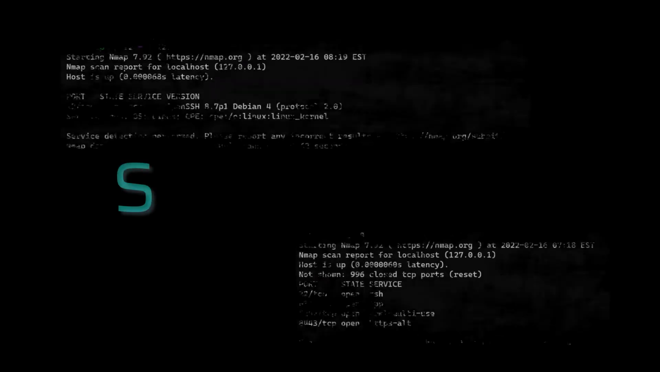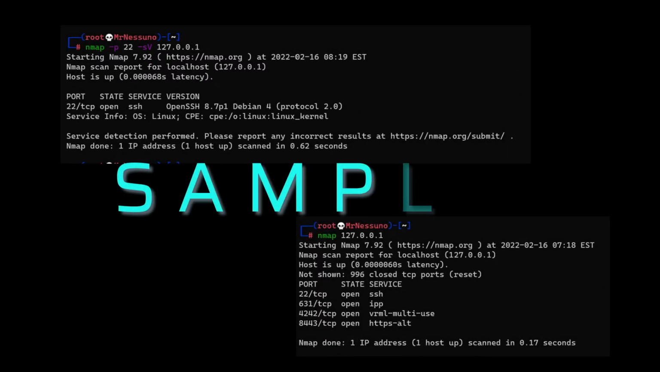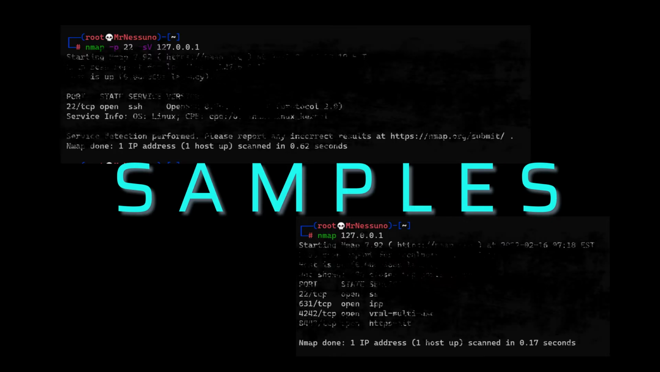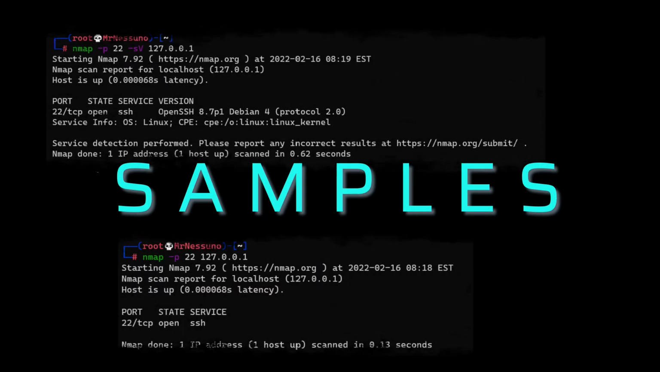So what is NMAP and why is it widely used? In simple terms, NMAP is a security scanner which is used to discover hosts and services on a computer network. Its output is a list of scanned targets, with supplemental information on each depending on the options used.